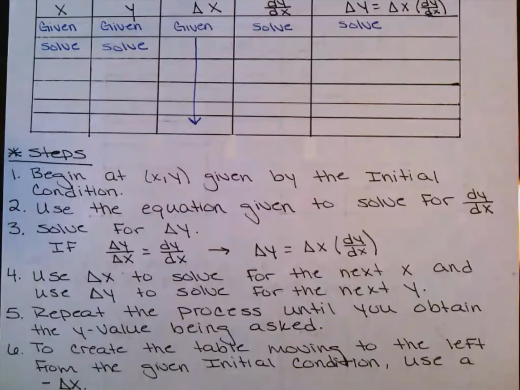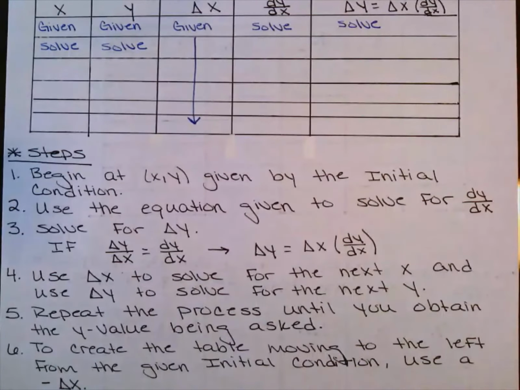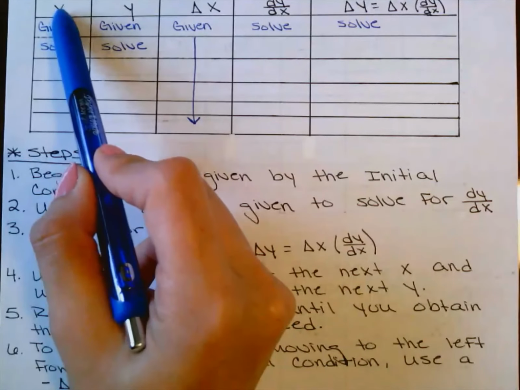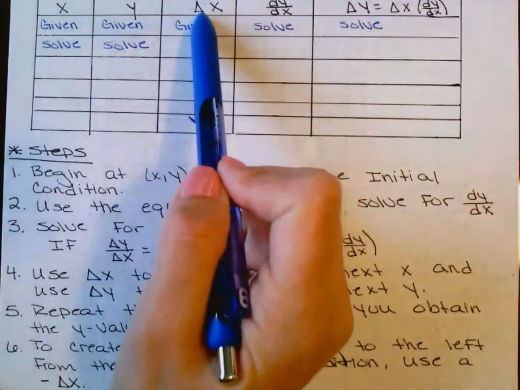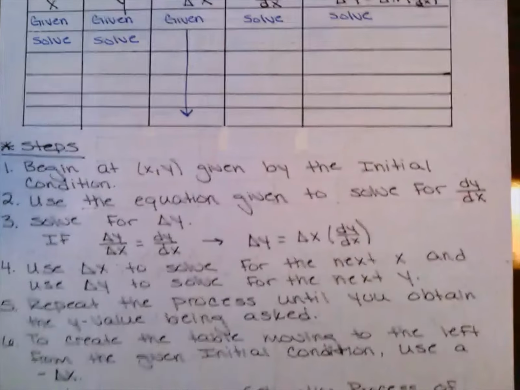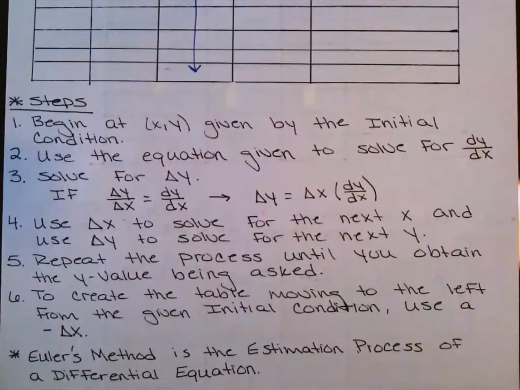If for whatever reason your delta x goes in the negative version, it says here to create the table moving to the left from the given initial condition, use a negative delta x. So let's say they gave you 2, 3, and they want you to go to negative 2, to a smaller x, then you just use a negative delta x. And again, Euler's method is an estimation process of this differential equation.